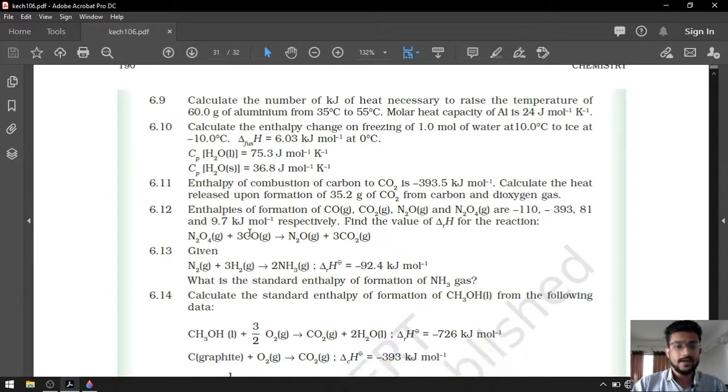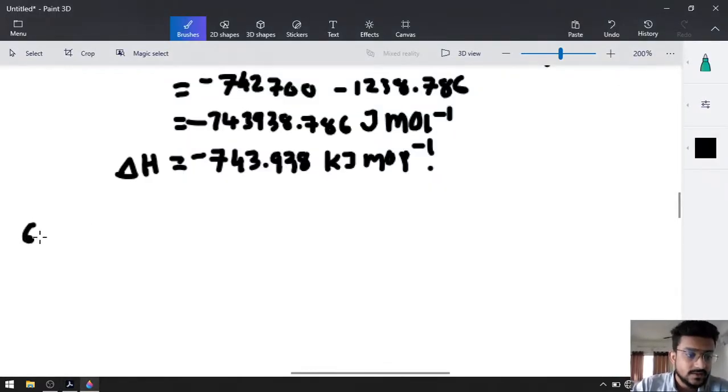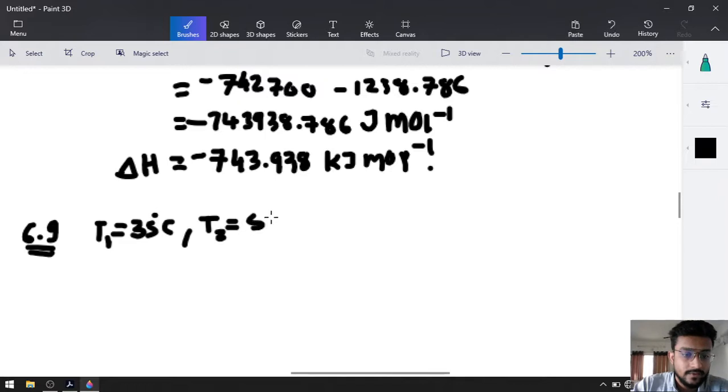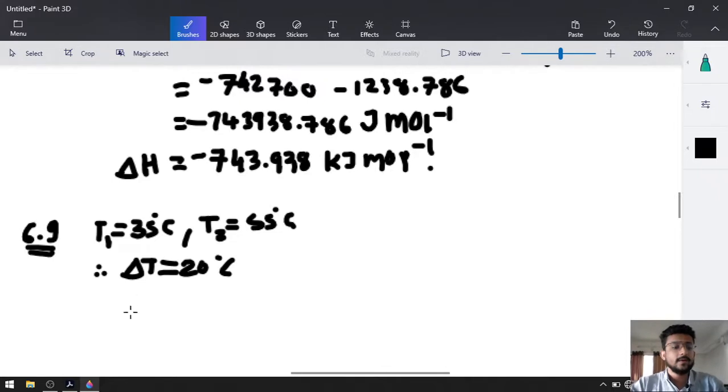After that, question number 9. Calculate the number of kilojoule of heat necessary to raise the temperature of 60 gram of aluminium from 35 degrees Celsius to 55 degrees Celsius. So question number 6.9. Okay, T1 is equal to 35 degrees Celsius and T2 is equal to 55 degrees Celsius. So delta T will be equal to 20 degree Celsius because 55 minus 35.